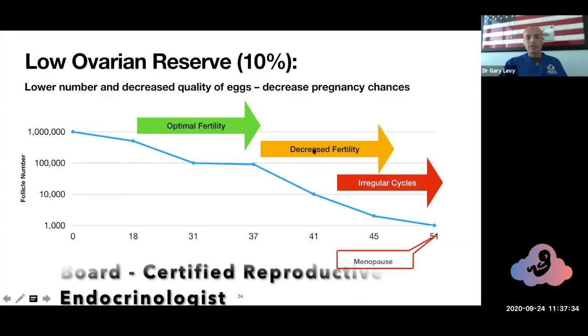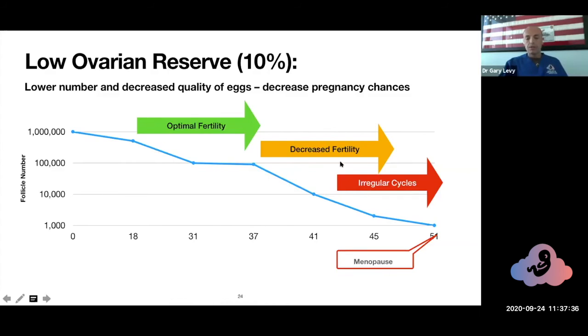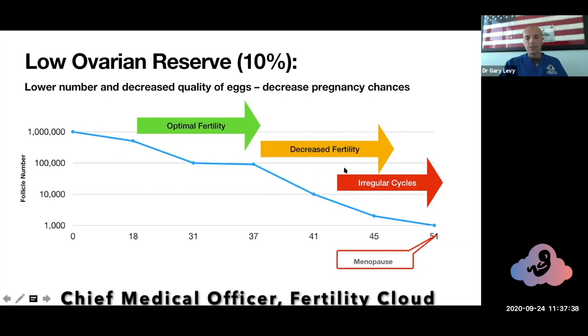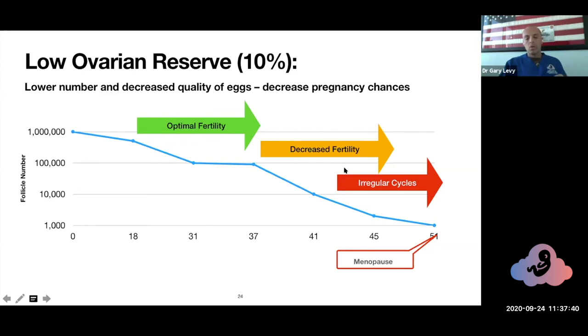We start seeing subtle drops in pregnancy rates like we discussed before after the age of 37, whether it's natural or whether it's pregnancy that's assisted. And after a certain age, again, everybody's different. It depends on how this process is in your ovaries. But this sometimes can lead to irregular cycles, and then ultimately, when the number of eggs is exhausted, it leads to menopause.